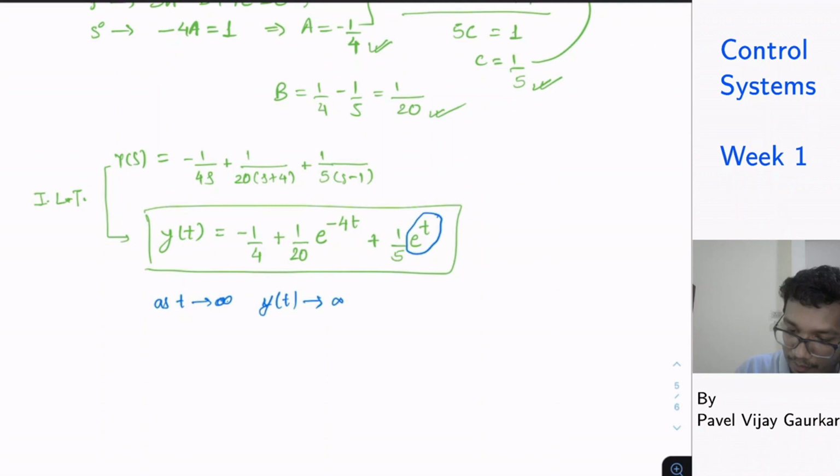And D portion, we are asking, is the output bounded in magnitude for all time? Even when we are giving a unit step input, this e^t term will keep growing towards infinity, and hence y(t) will also go towards infinity. So this term is not bounded.